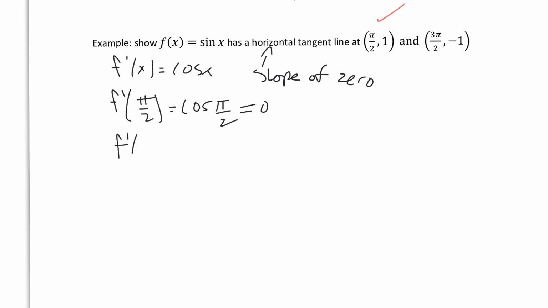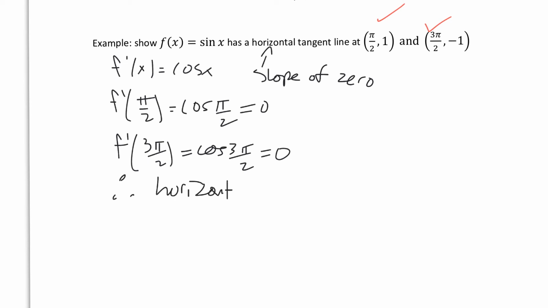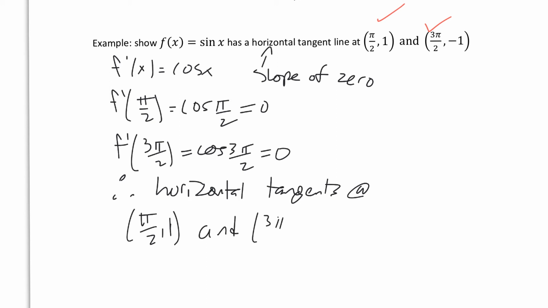So this 0 here definitely checks off the first point. Let's try the next one, f prime of 3 pi by 2. So it'll be cos of 3 pi by 2, which is also 0. So there you go. Both of these have horizontal tangents. So we could say, therefore, horizontal tangents at pi by 2 and 1 and 3 pi by 2 and negative 1.